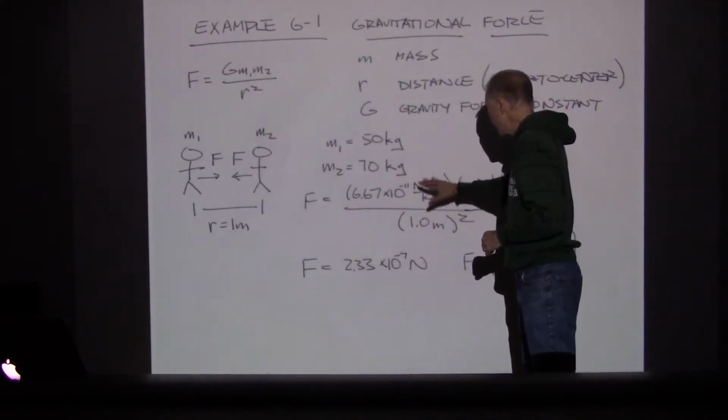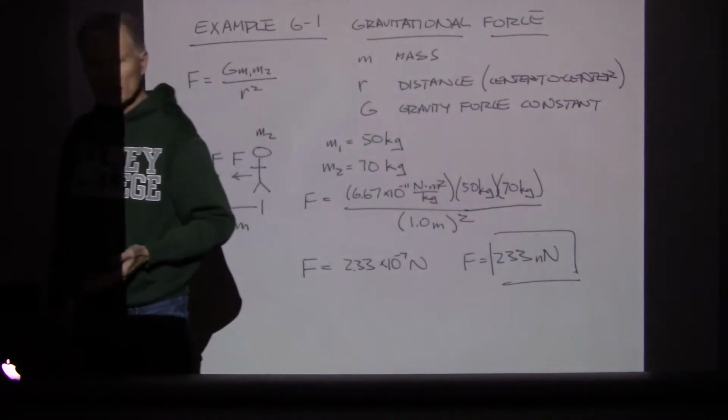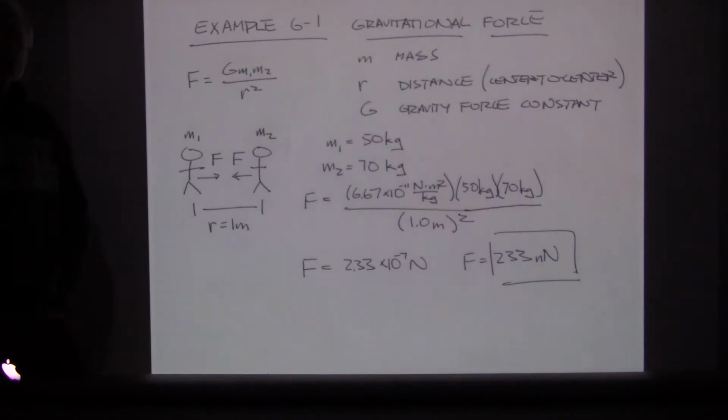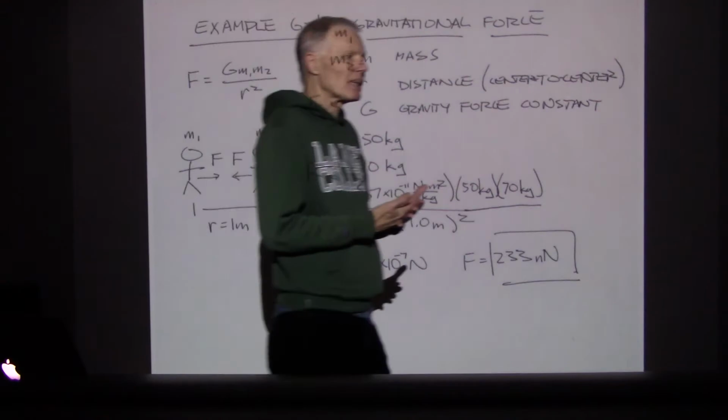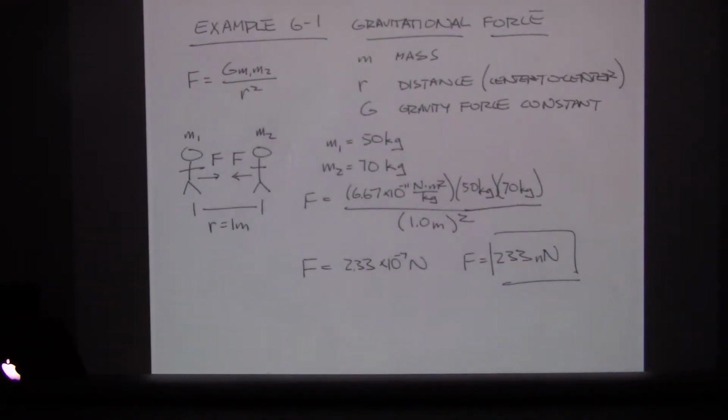Now when we do the numbers here, it works out to be a force of 2.33 times 10 to the minus 7 newtons. That's not very big. That's a fraction of a millionth of a newton. So that's why everyday objects aren't all clumping together. The gravitational force constant just isn't that large. The gravitational force between everyday kind of objects is just not very large.